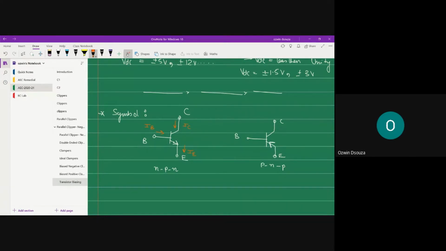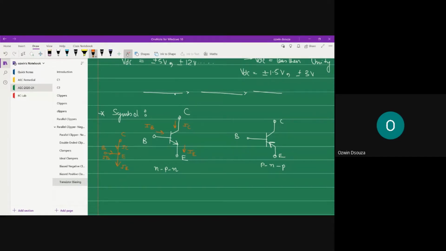Probably the equivalent circuit looks something like this. This is your emitter node, this is your base and this is your collector. This is IB, this is IC. So IB plus IC will flow out as IE. This is not the exact equivalent circuit, I have drawn it just for your understanding. Basically we are applying KCL there.